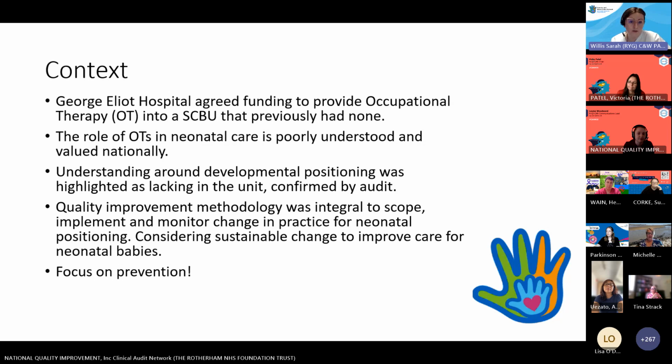So it was very clear from the outset that audit was going to have to be a big part of this role to demonstrate the impact, but also the sustained gaps and where a wider team would continue to add worth and focus on prevention of long-term deficits for our neonatal populations. So if we can move on to the next slide.